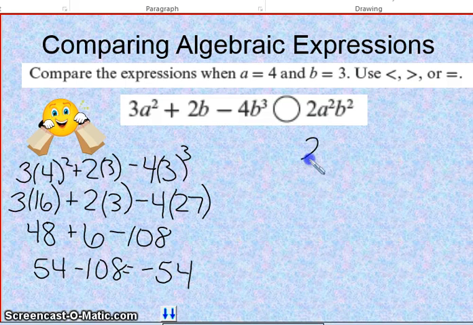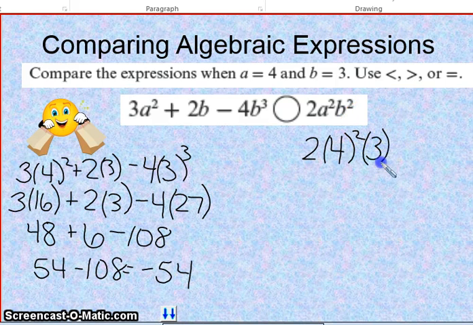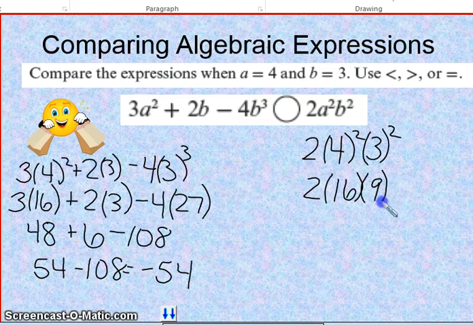So on the right side, we've got 2 times A squared, and we know A is equal to 4, so we'll replace that there, times B squared, and B is equal to 3. Again, order of operations, no operations inside either of parentheses here, so we move on to exponents. No exponent on the 2. 4 is squared, 4 times 4 is 16. And then 3 is squared, 3 times 3 is 9.